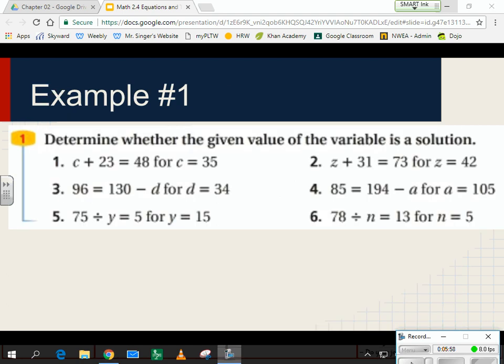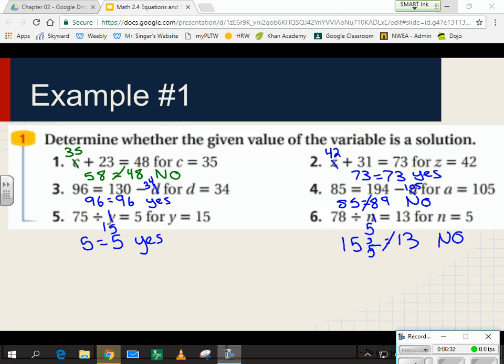All right, your turn. I have 6 problems up here that you're going to plug and chug for, and you're going to find out if they are solutions or not solutions. So for example, number 1, when you plug in 35 for C, it's 35 plus 23. Well, that would be 58 equaling 48. Does that work? Nope, so that's not a solution, so you just have to say no. Hey, look, I gave you one. Now you can go ahead and try to figure out the other 5.